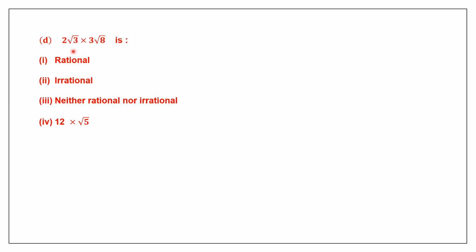Question D. Now this expression given to us, we need to find out whether it is rational, irrational, neither rational nor irrational, or 12 into root 5. So this is the expression given to us. So let's start by working this out. 2 root 3 into 3 root 8. Now we can rewrite this expression by multiplying these numbers first. So that will be 2 into 3 into, we can also multiply root 3 into root 8. So into root 3 into root 8.